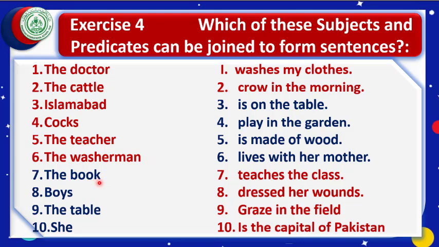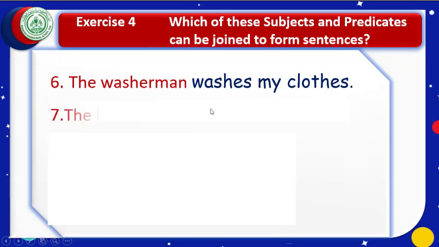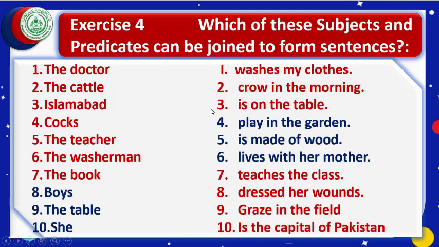The book. We shall check all of these remaining ones. The ones we have used before can be left. The book is on the table. Oh yes, this is the correct option. The book is on the table. Let us write. The book is on the table. Let us move to the next.